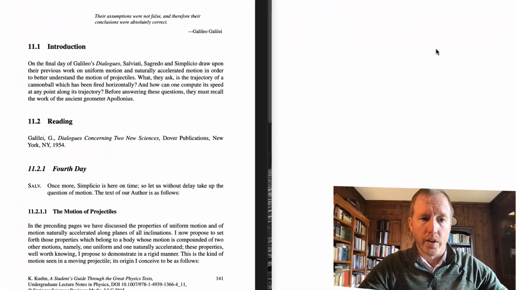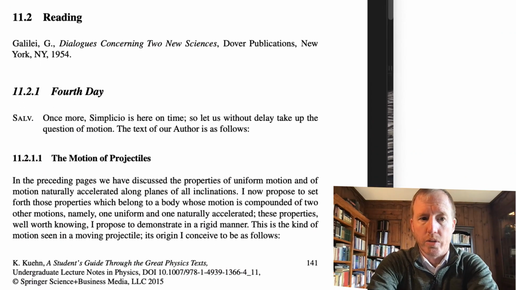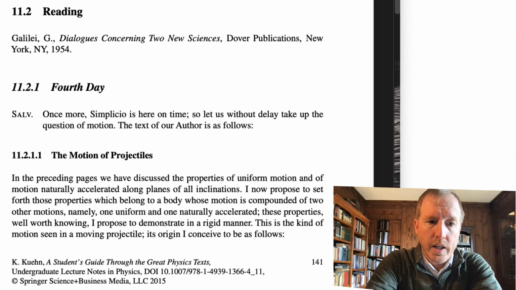We are beginning Chapter 11 in A Student's Guide to the Great Physics Text, Volume 2. This chapter is titled From Conic Sections to Projectile Motion. So let's get started. I'm going to begin by reading some selections from the bottom of page 141. This is the fourth day of the dialogues between Salviati and Segredo and Simplicio.